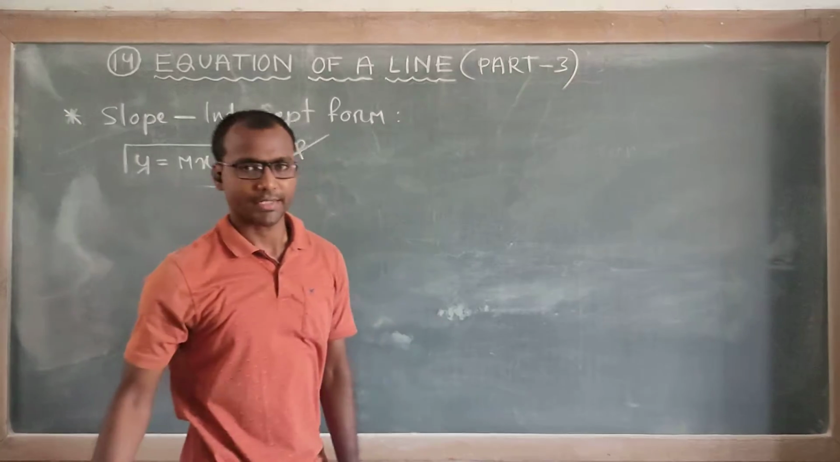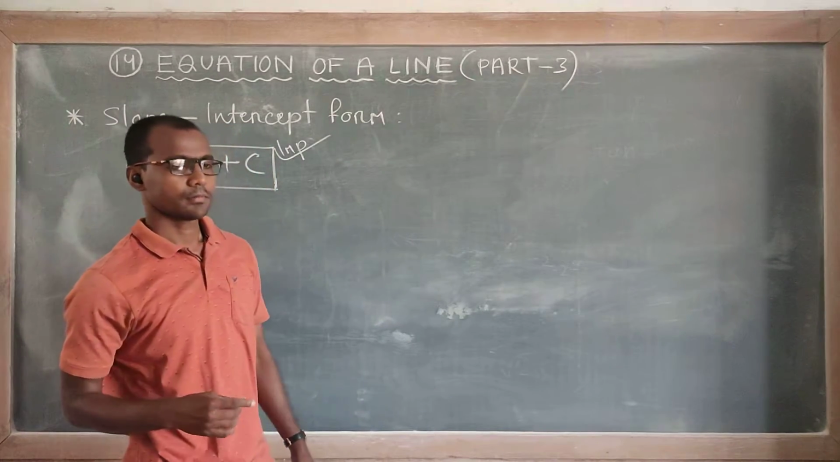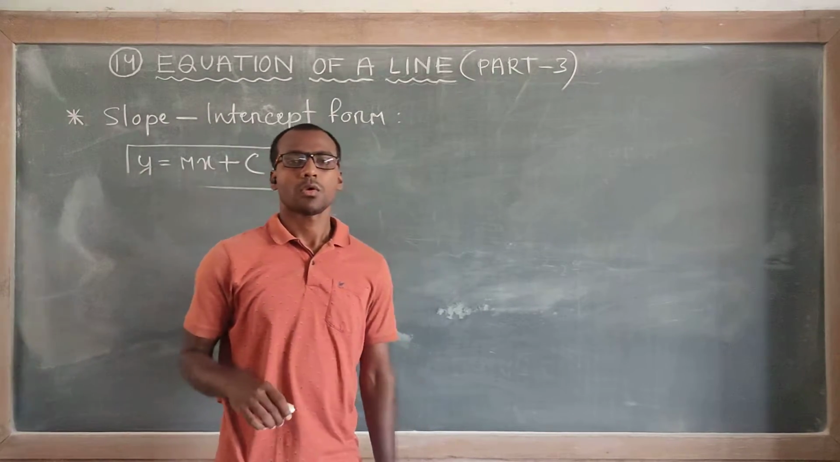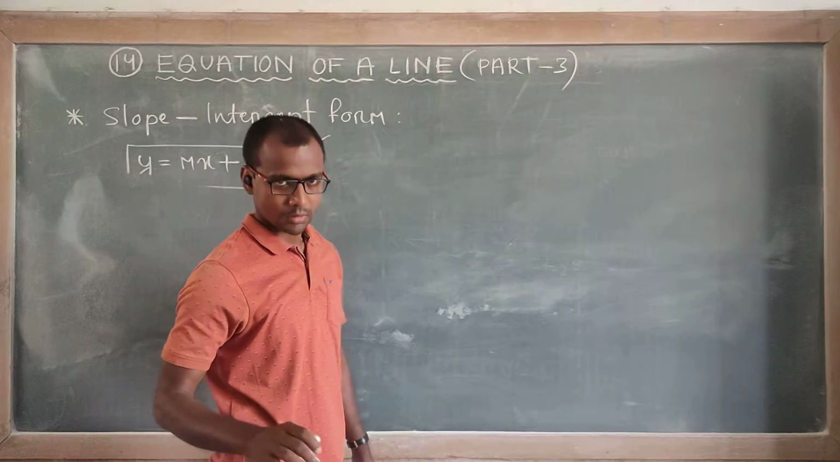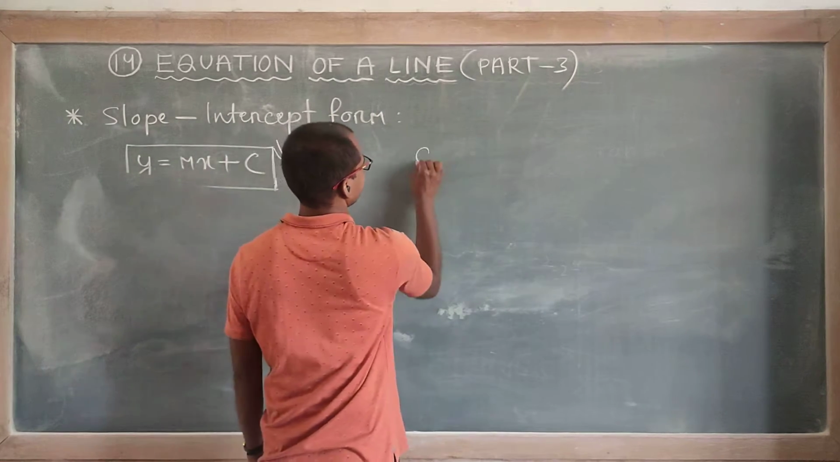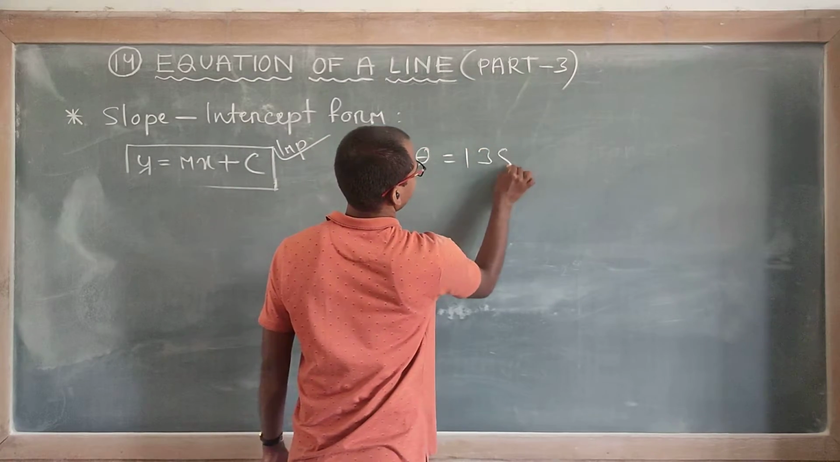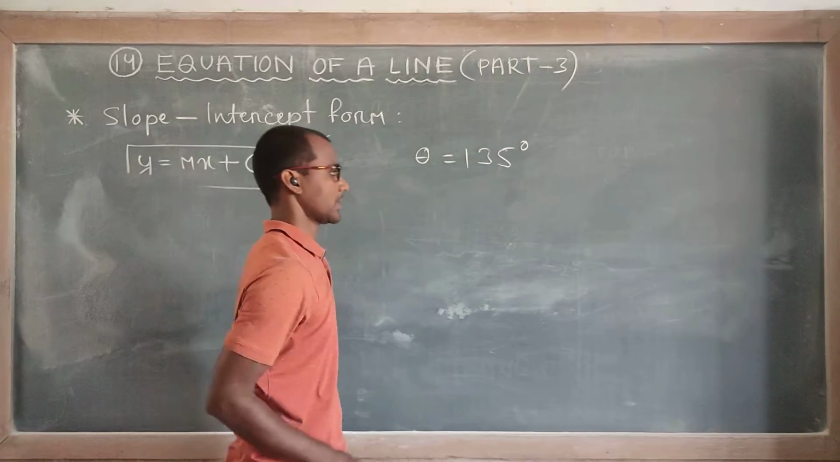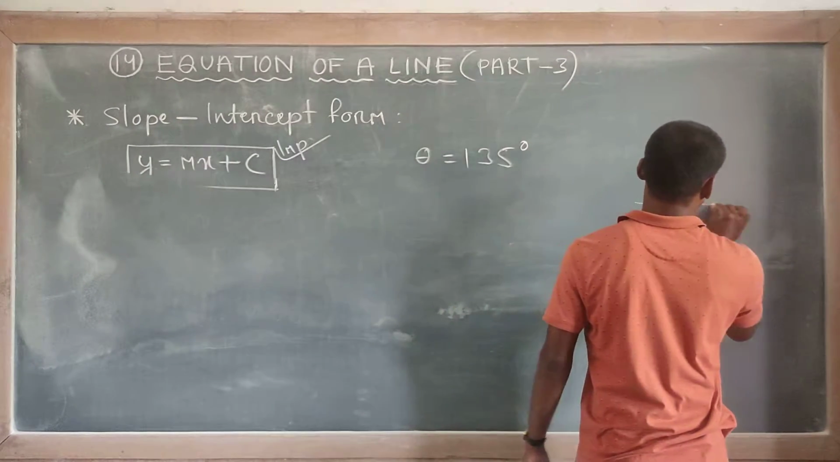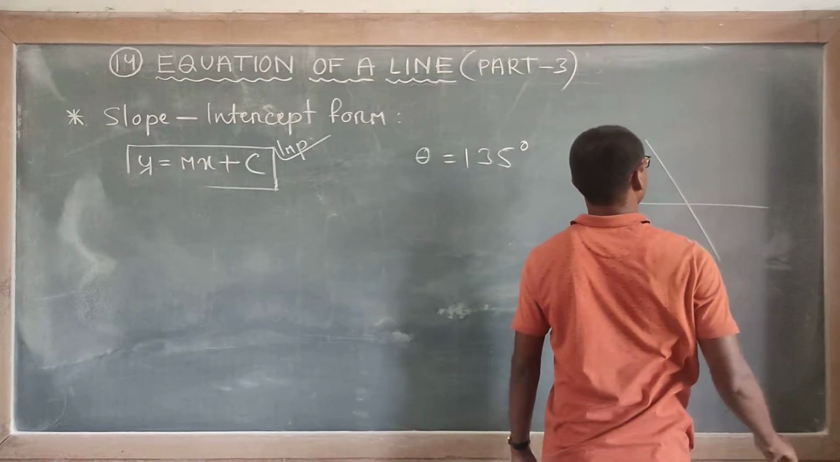Now I am solving one more example. Suppose there is a line whose angle of inclination is 135 degree. Theta is equal to 135 degree. 135 degree means anti-clockwise 135 degree. The line will be like this. This is the x-axis. This will be the line.